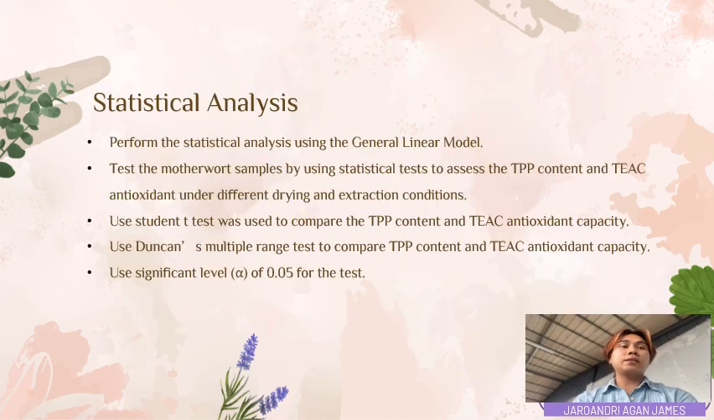Last is statistical analysis. First, perform the statistical analysis using the general linear model. Then test the motherwort sample by using statistical tests to assess the TPP content and TEAC antioxidant capacity under different drying and extraction conditions. Use student's t-test to compare the TPP content and TEAC antioxidant capacity. Use Duncan's multiple range test to compare the TPP content and TEAC antioxidant capacity. Use significance level alpha of 0.05 for the test.